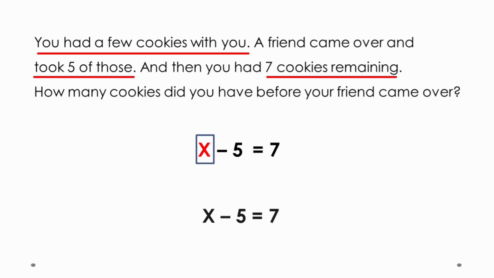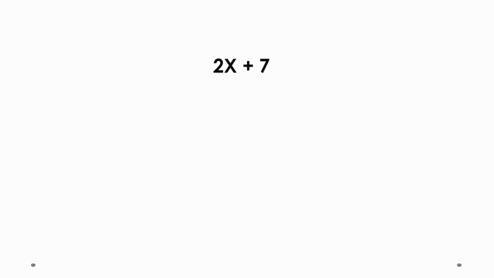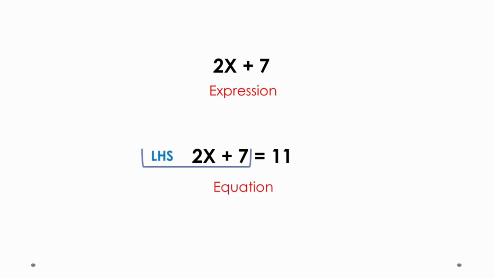Now let's shift our focus to the value of a variable. Before we move on, let's get clarity on how an equation is different from an expression. If we write 2x plus 7, this is an expression. But if we add an equals sign to this expression, it becomes 2x plus 7 is equal to 11, which is an equation. An equation will have two sides, left-hand side and right-hand side, separated by an equals to sign.